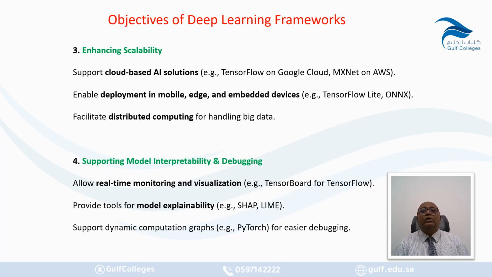Now the next topic, the third objective: enhancing scalability. It supports cloud-based AI solutions. Example: TensorFlow on Google Cloud, MXNet on AWS. AWS means Amazon Web Services. Enable development on mobile and embedded devices. Example: TensorFlow Lite, ONNX. Facilitate distributed computing for handling big data, support model interoperability and debugging, allow real-time monitoring and visualization. Example: TensorBoard. Provide tools for model explainability, support dynamic computation graphs. So these are the objectives of deep learning frameworks.